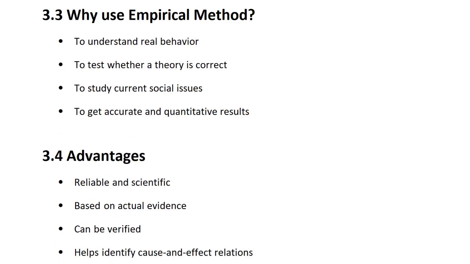Now, why use the empirical method? It is used to understand real behavior. Empirical method helps in understanding whether a theory is correct. Empirical method helps in studying current social issues, and it helps in getting accurate and quantitative results.